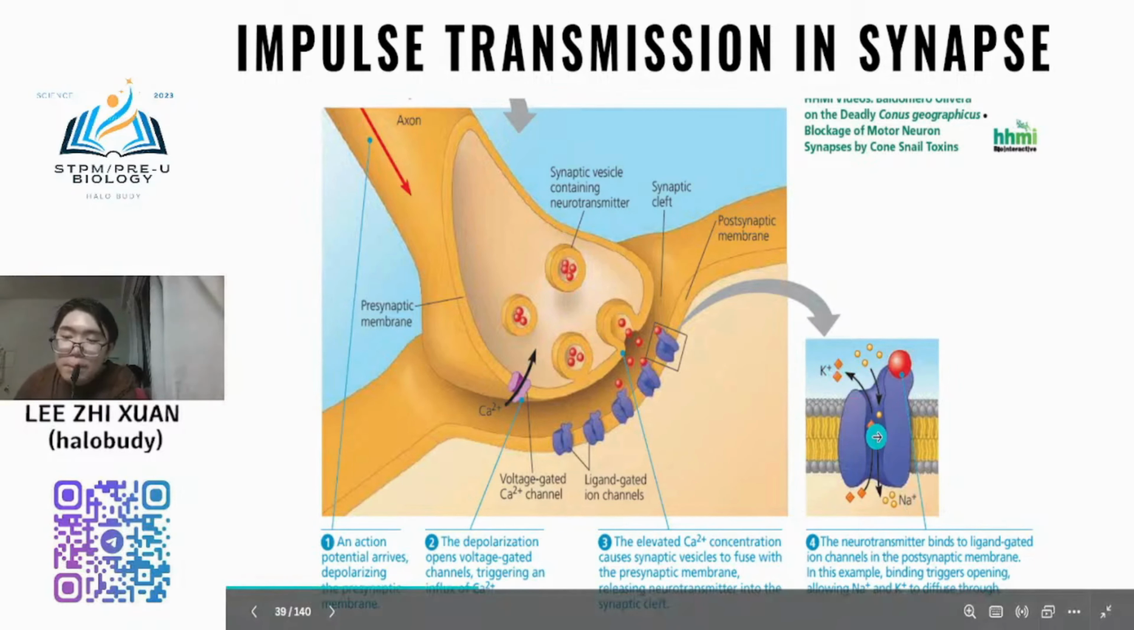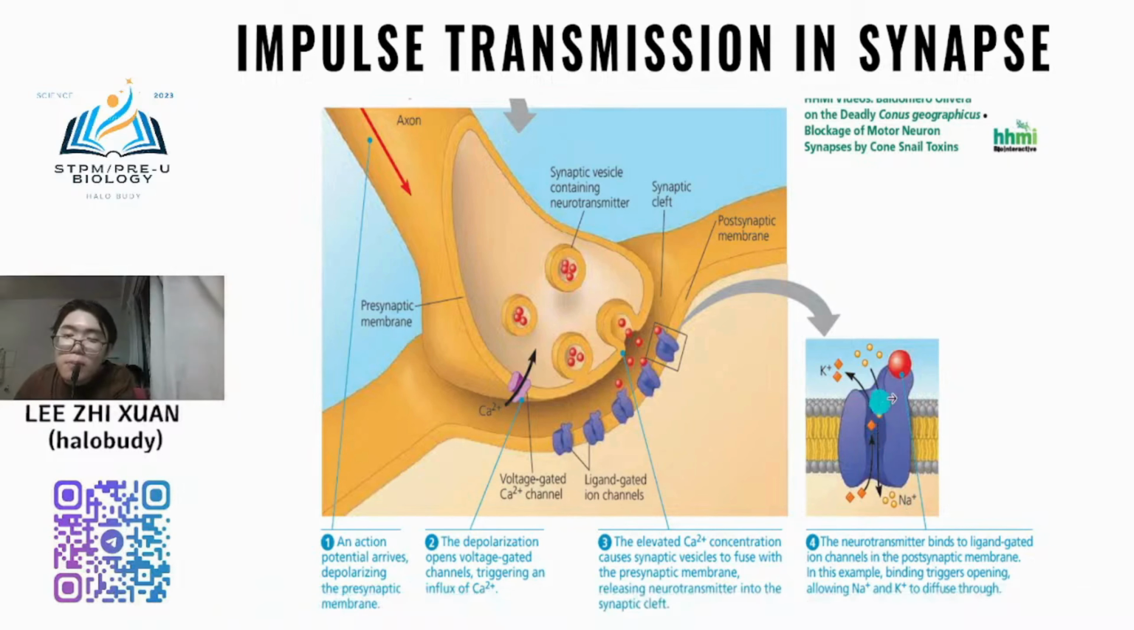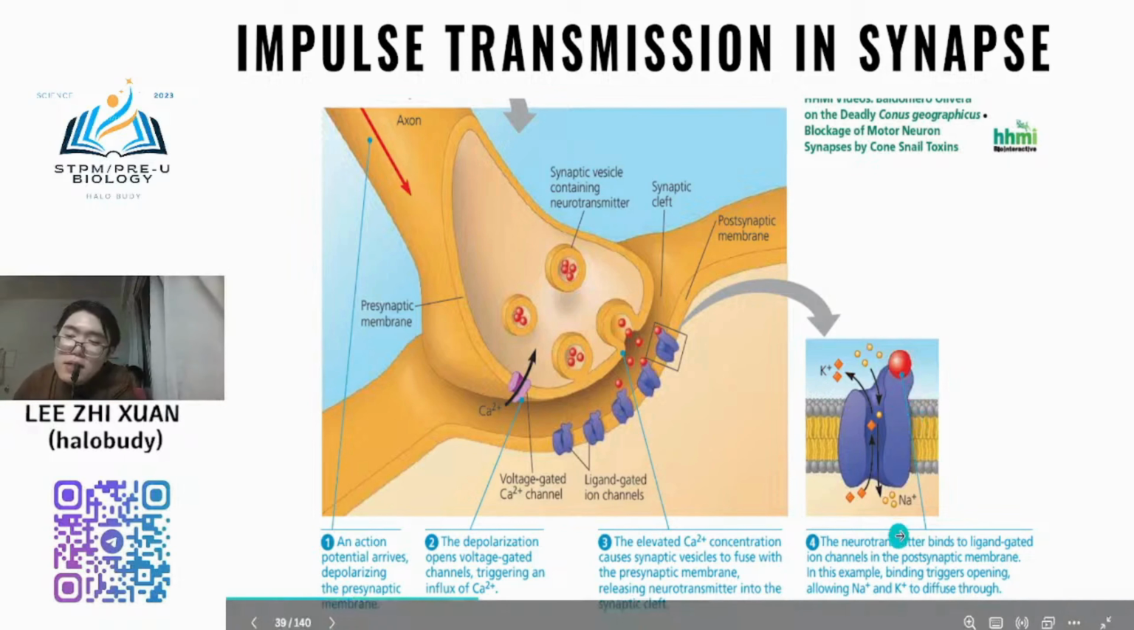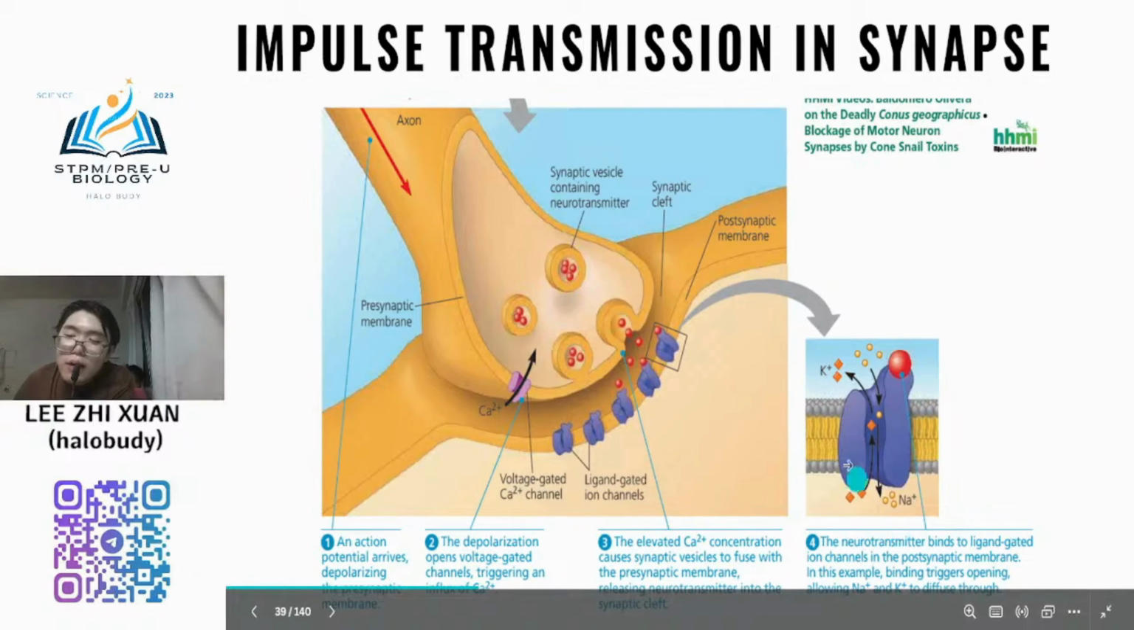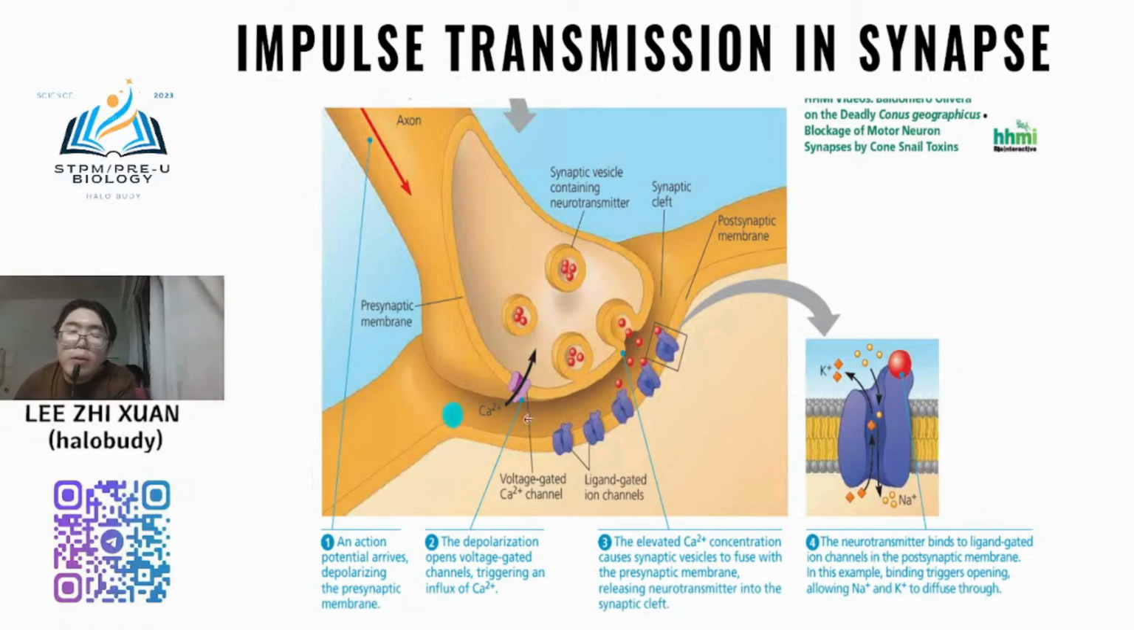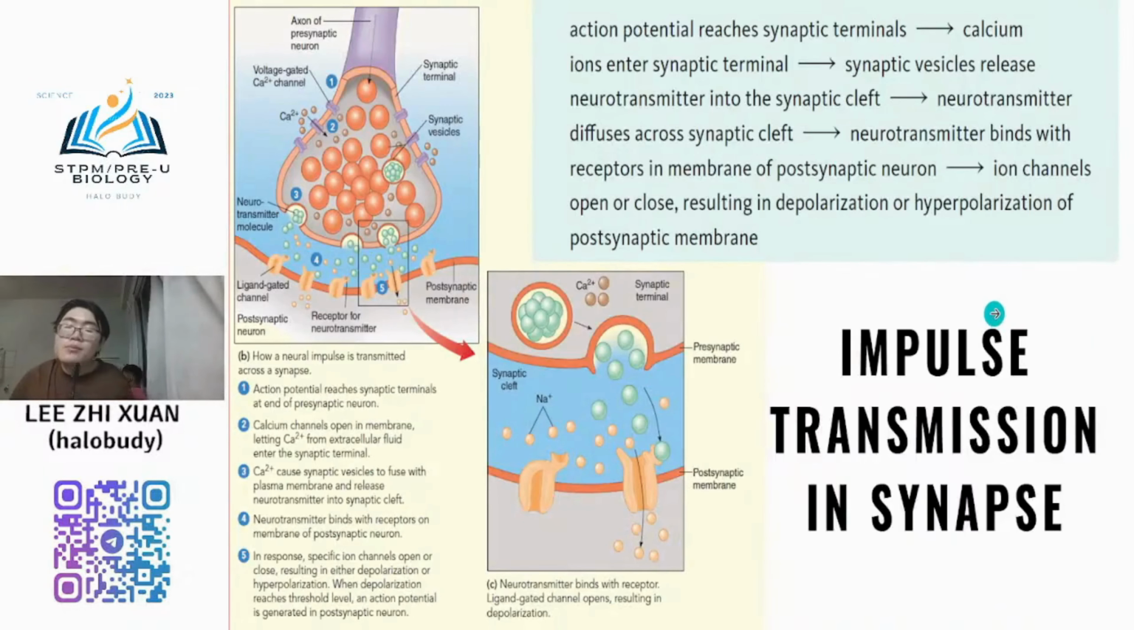But one example is to trigger the sodium potassium pump, meaning that sodium ions are pumped into the cell and potassium ions are pumped out of the cell, to trigger the action potential of the postsynaptic membrane.